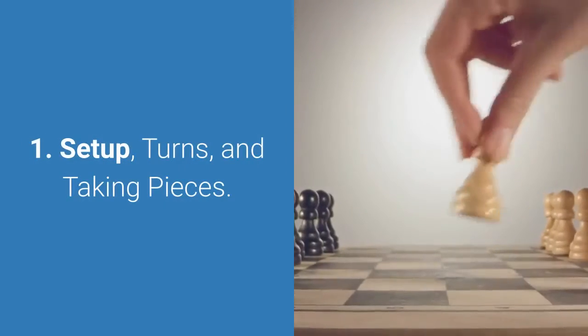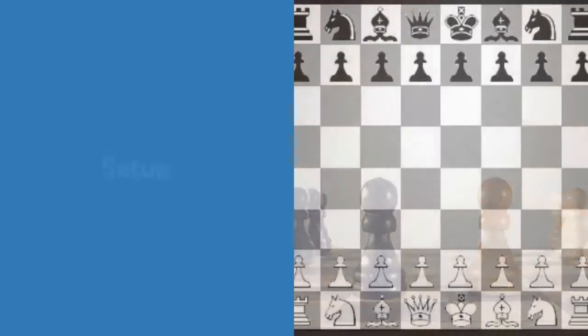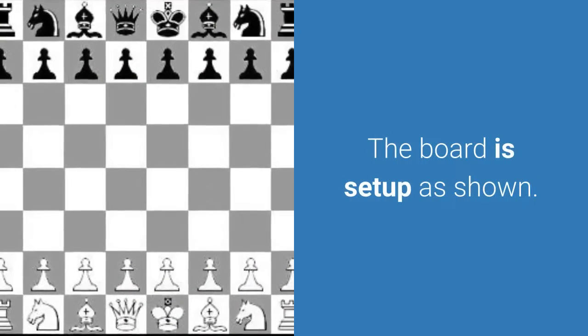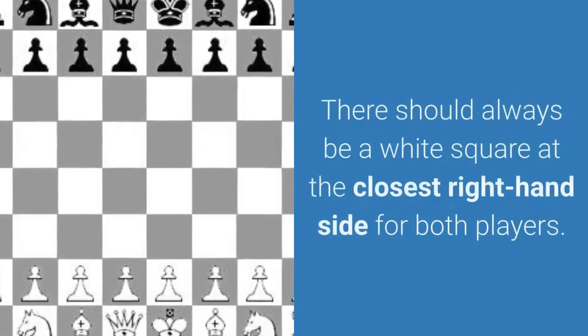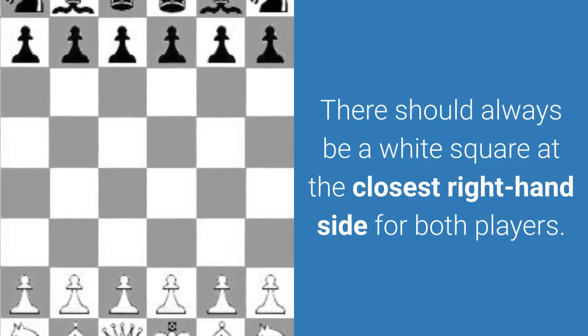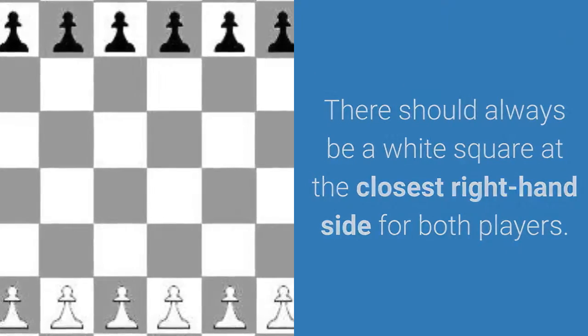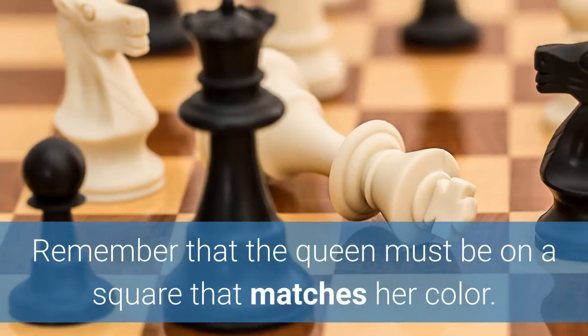1. Setup, turns, and taking pieces. Setup. The board is set up as shown. There should always be a white square at the closest right-hand side for both players. Remember that the queen must be on a square that matches her color.